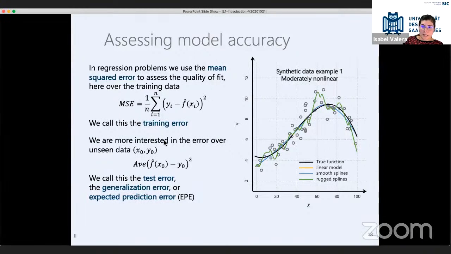Of course, this is only for training, but in general, what you are going to be interested in is not predicting what you already saw, but predicting new data points.